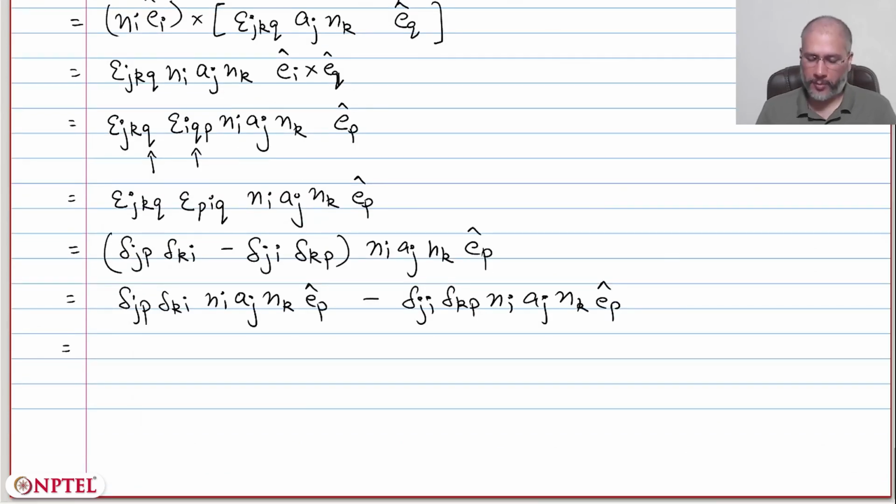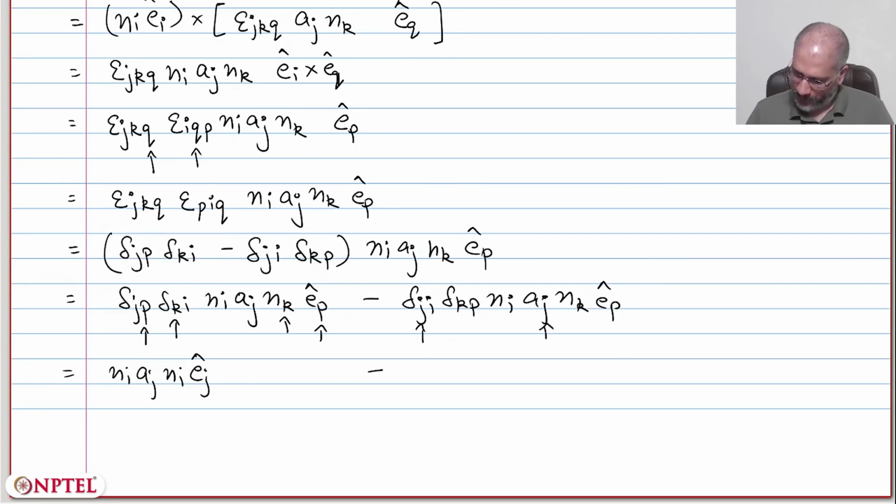Right, so let's apply the substitution property. We can apply it twice in each term because we have two deltas. In the first one, I'll replace the P, and in the second one, I'll replace the K. So this will become Ni, Aj, and Nk becomes Ni, and Ep becomes Ej. Minus, in the second, we have J and I, so I'll replace the J, and in the second delta, I'll replace the P here. So this becomes Ni Ai Nk Ek. So this is our second term.